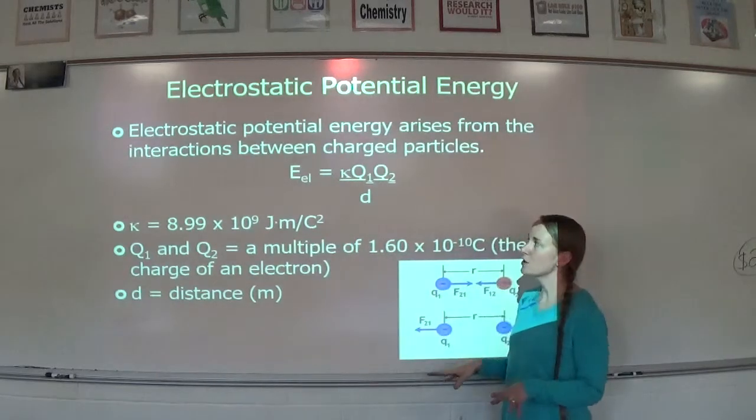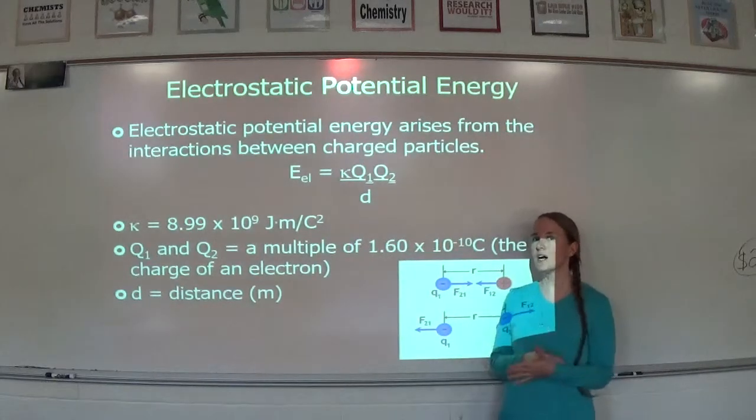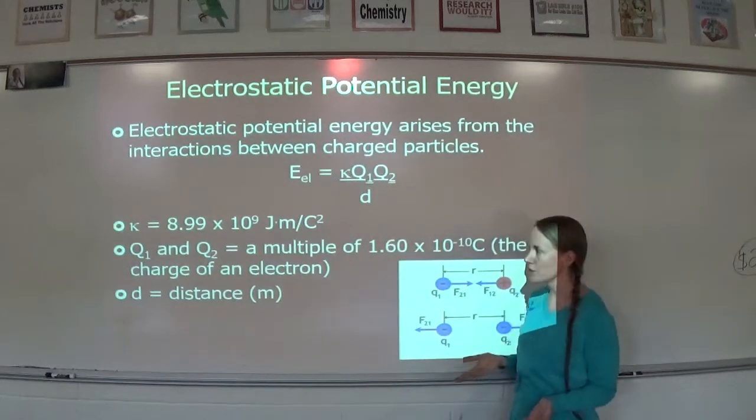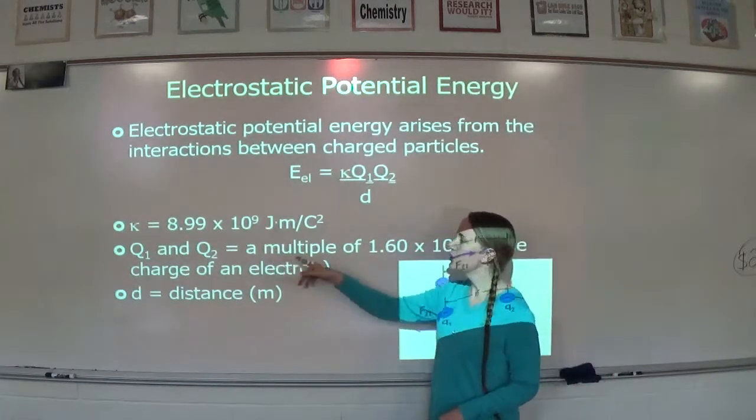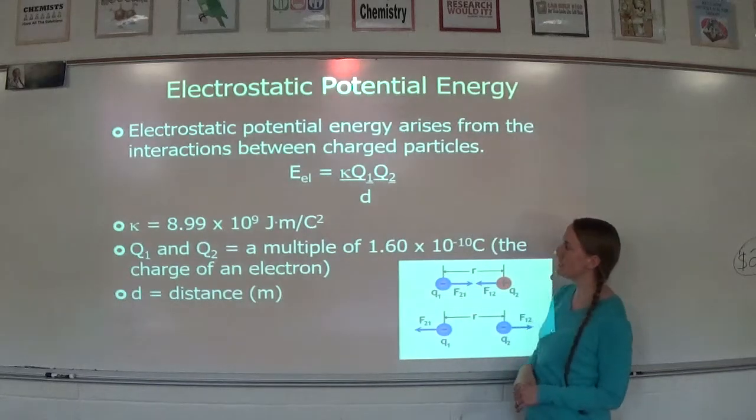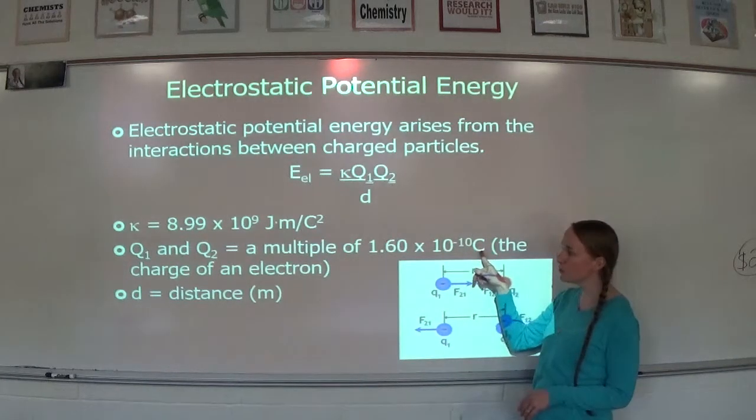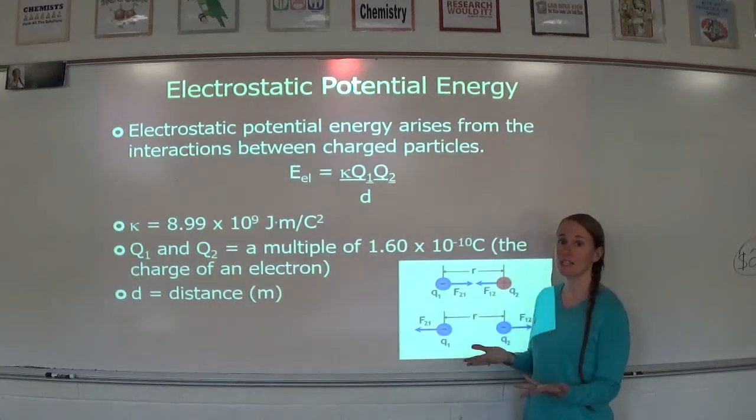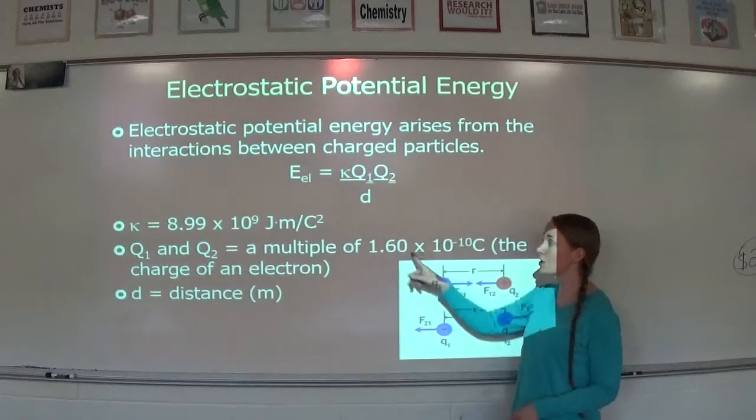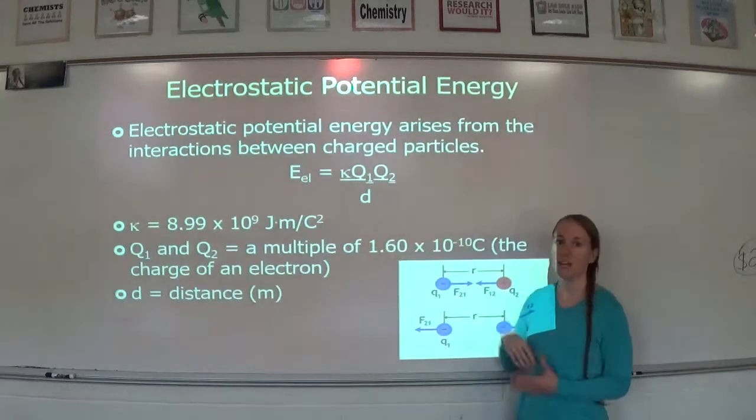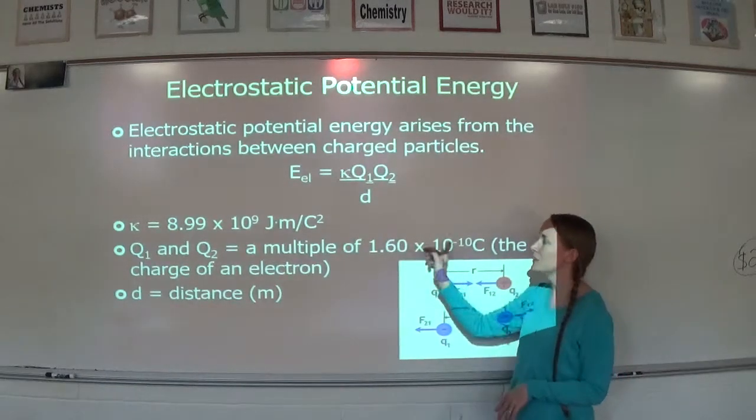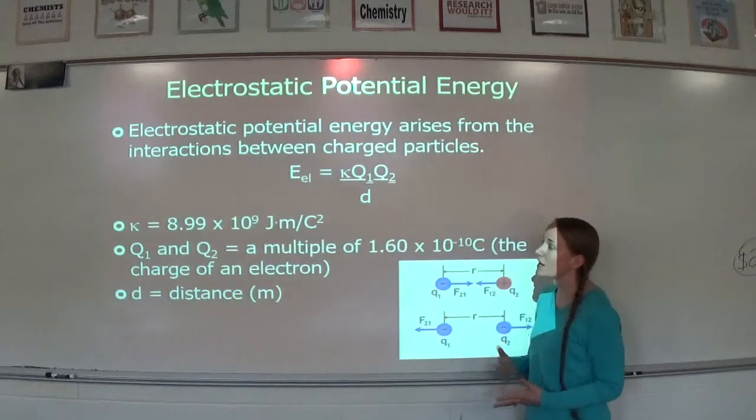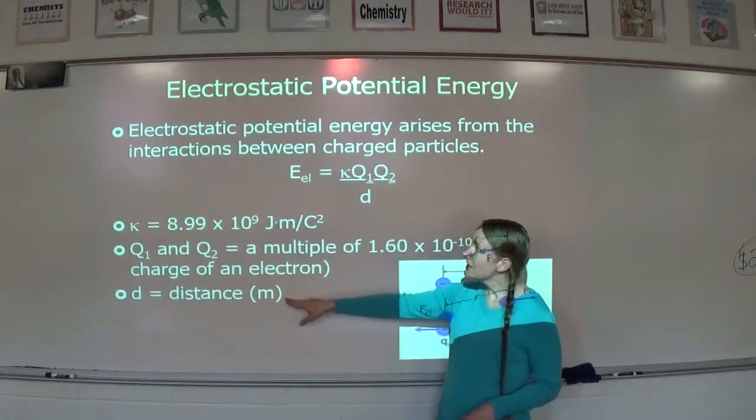Okay, so a lot of units going on there. You know how it is in chemistry. When a constant has a lot of units, it's just so they can cancel out with some of the other variables. Your Q1 and Q2 are a multiple of 1.6 times 10 to the negative 19 coulombs. That is the charge on an electron. So what charge does it have? If it's a positive 2 charge, it would be 2 times this. If it's a negative 3 charge, it would be 3 times this, but of course then it would be negative. And then d is your distance in meters.